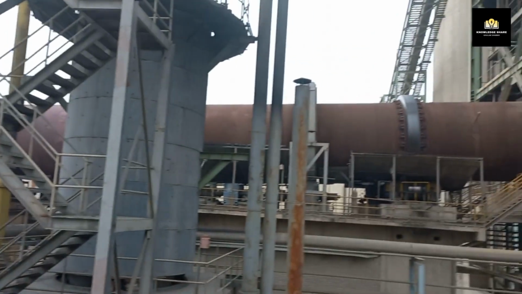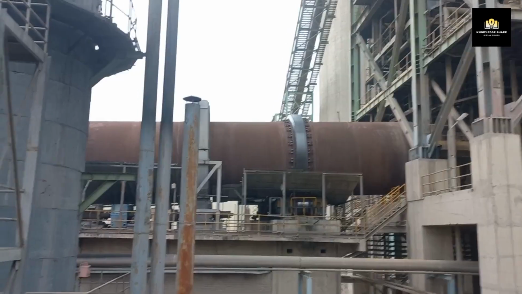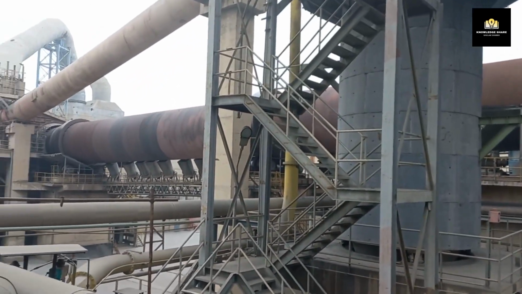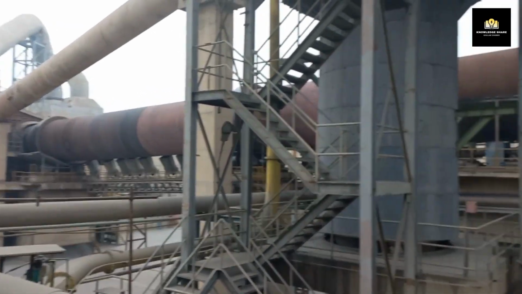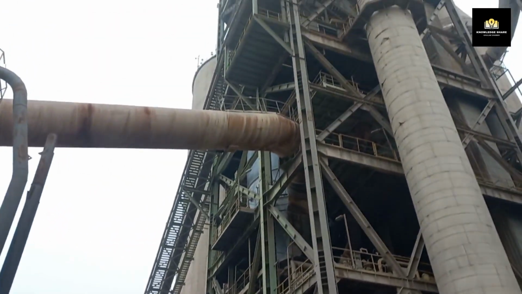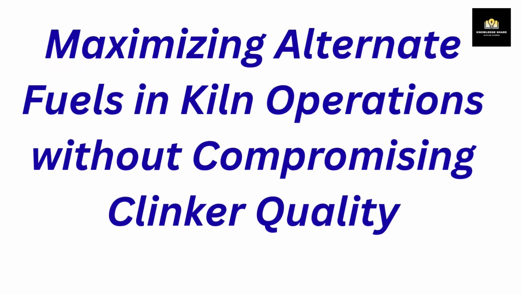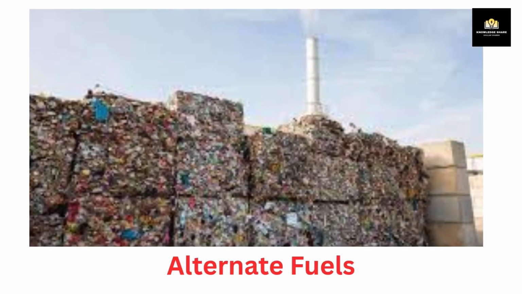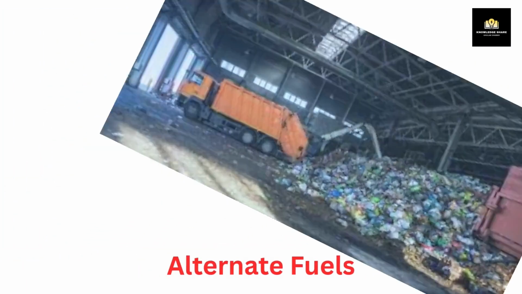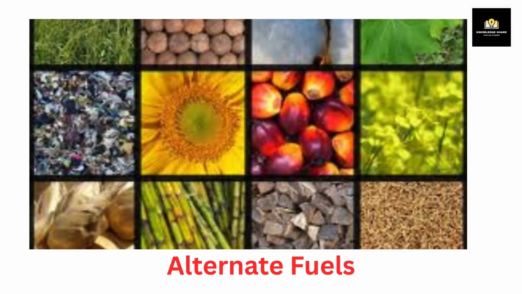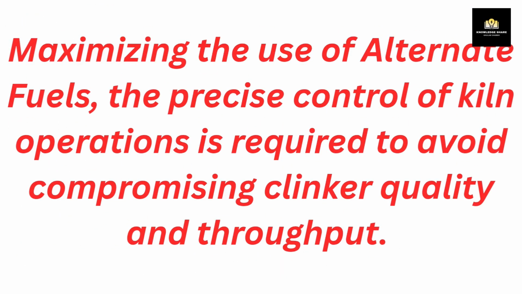Regular monitoring of kiln process parameters, such as specific heat consumption, targeting 700 to 720 kcal/kg clinker, and oxygen levels in the kiln, optimally at 1.5 to 2% at the kiln exit, is critical in optimizing the combustion of alternative fuels. The determination for sustainability in cement production is important to increased use of alternate fuels such as RDF, biomass, and waste-derived fuels. However, maximizing their use involves precise control of kiln operations to avoid compromising clinker quality and throughput.